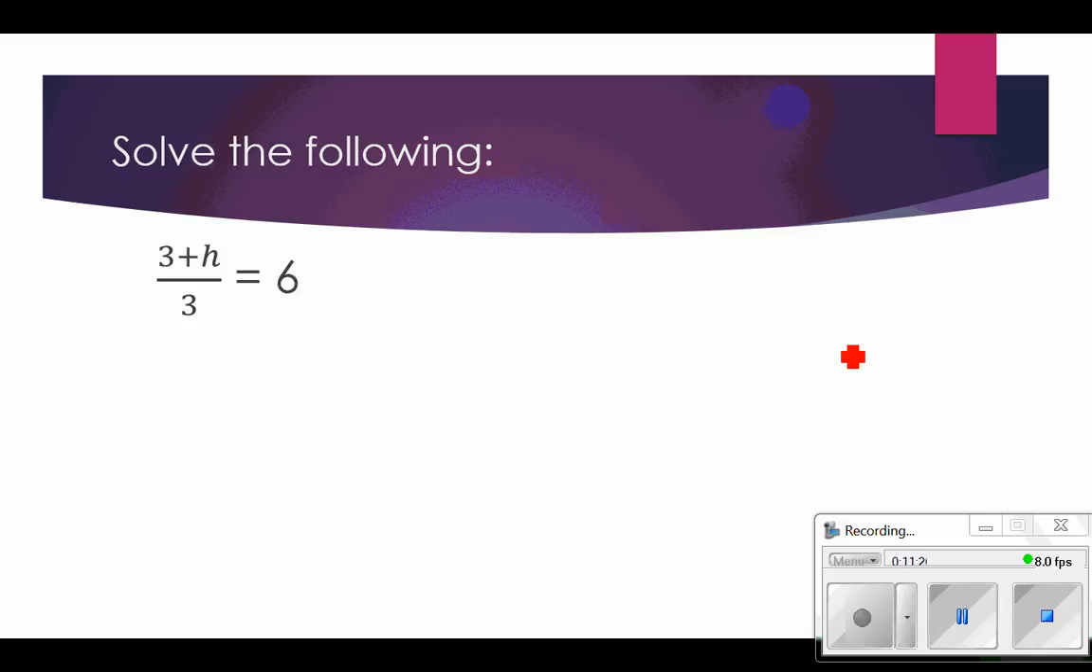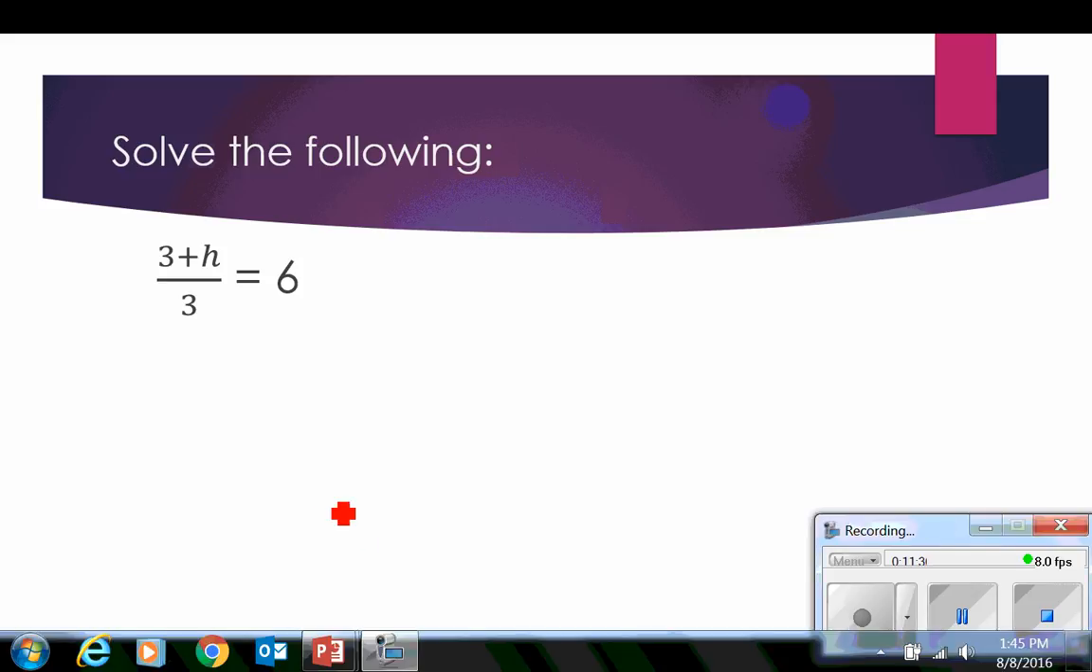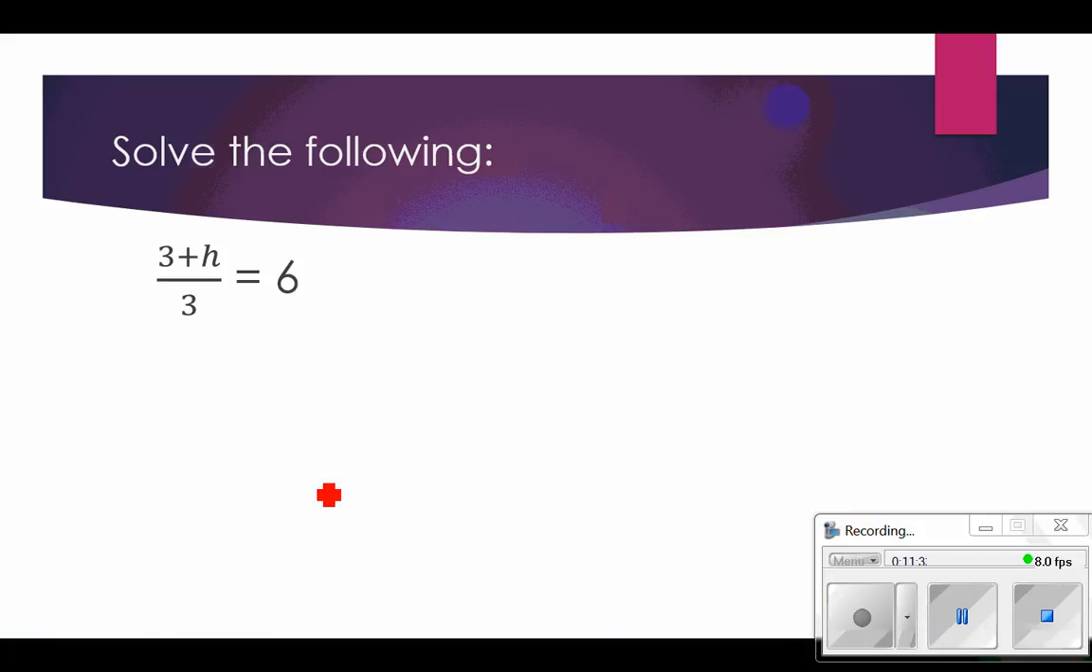Here's the next one. I want you to see if you can solve it, and then I'll explain it. So for this, we're going to multiply by 3, because that is our denominator. 3 and 3. And we can always cancel, that's why we're doing this. And we're left with 3 plus h equals, don't forget to multiply on this side, 6 times 3 is 18. Then you have a one-step equation.